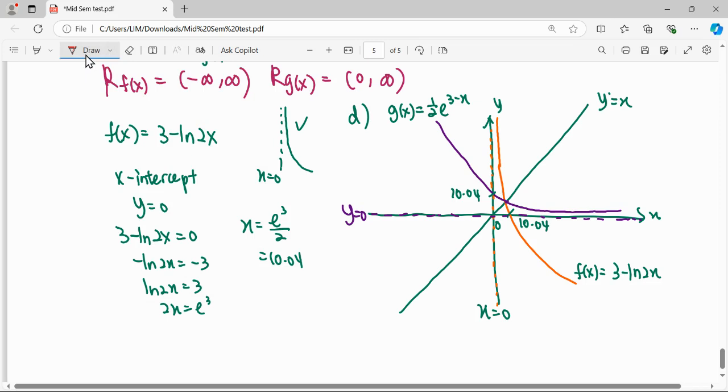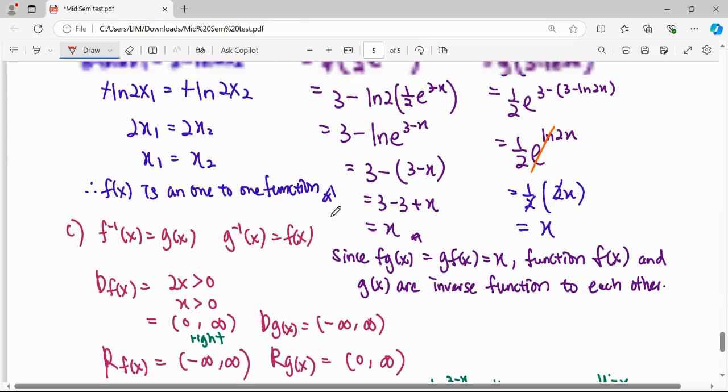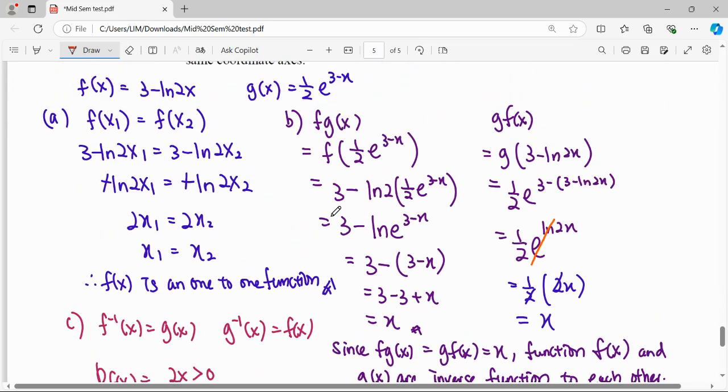So after all, we see what is important here. For the first one, by using the algebraic method, we want to see you substitute f(x1) equals f(x2), and then we want to see how you simplify to find x1 and make your conclusion that the function is 1 to 1.